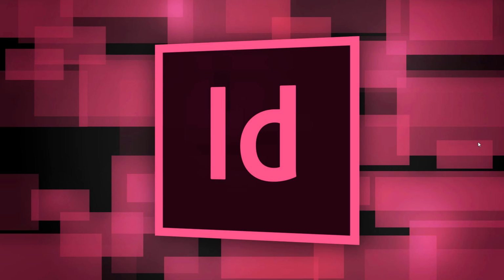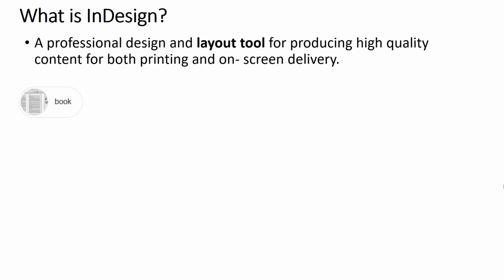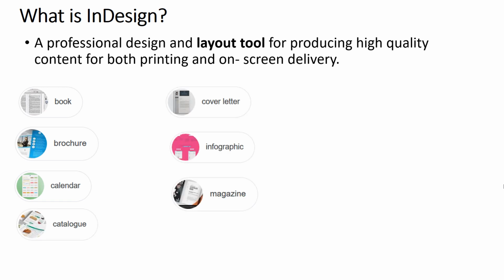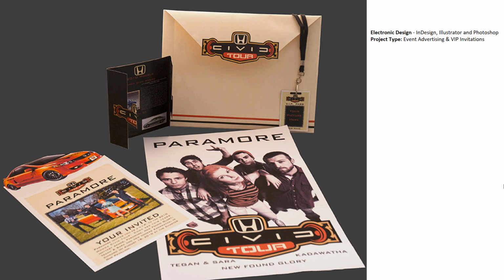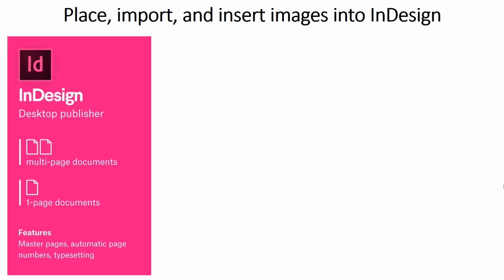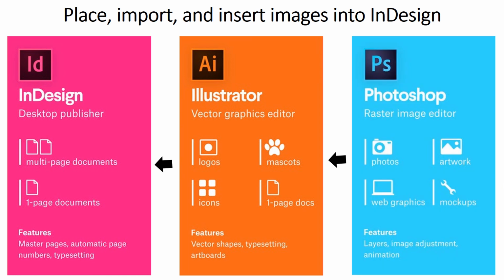Today you will learn how to get started with Adobe InDesign 2018. Basically, InDesign is a professional design and layout tool for producing high-quality content for both printing and on the screen. To create actual graphics, you need to use additional programs like Illustrator and Photoshop, or open source software such as Inkscape or GIMP.